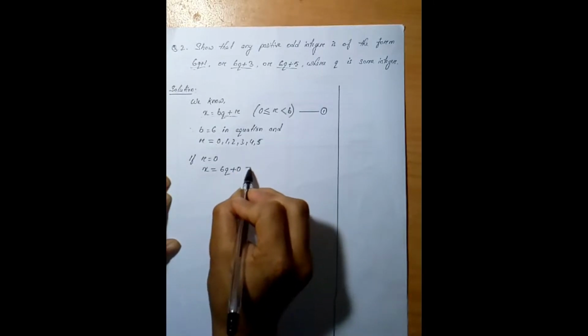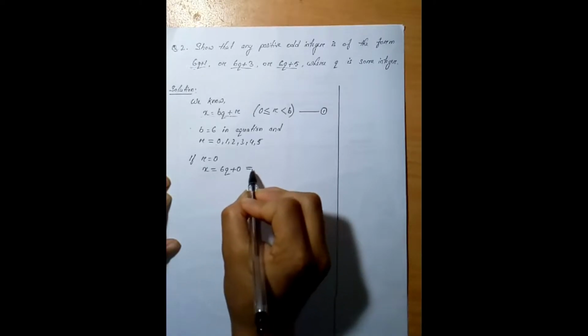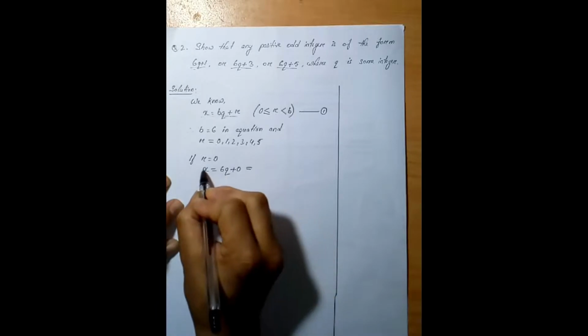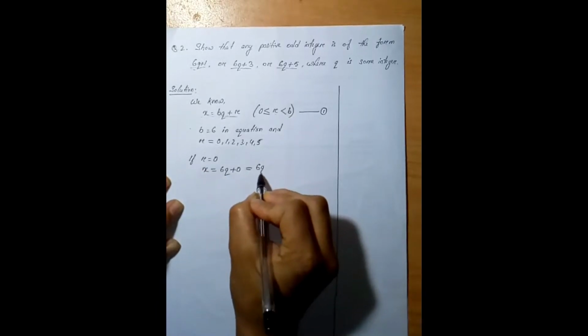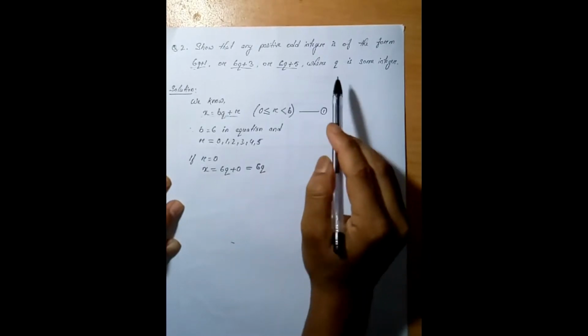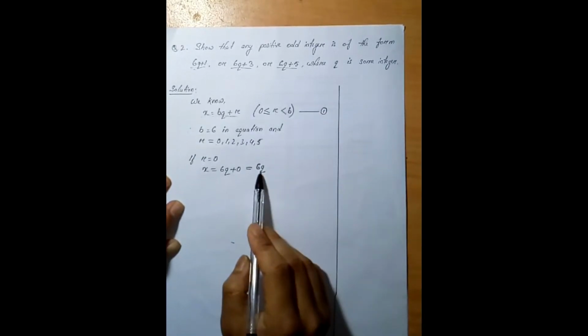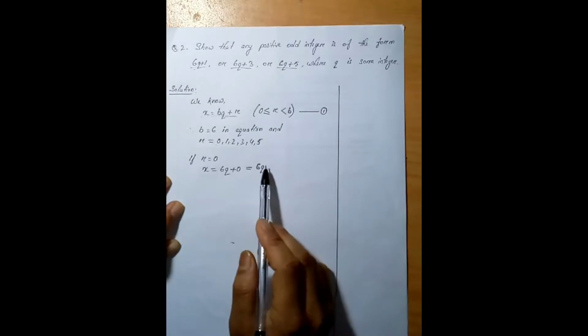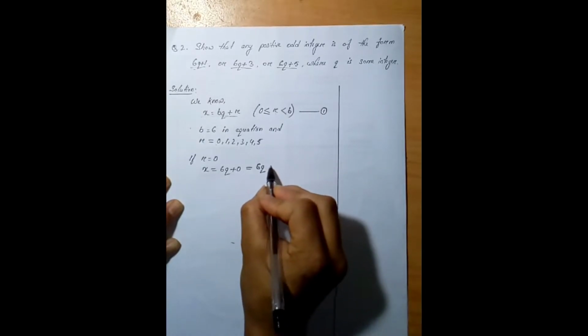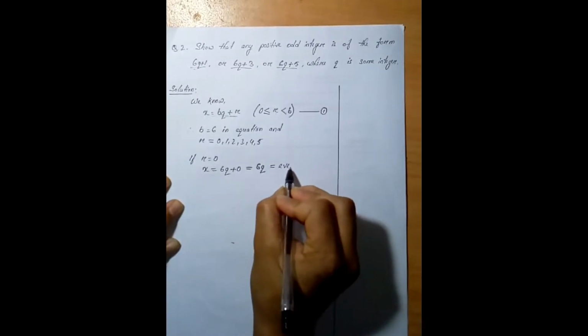What we will get is 6q, which is divisible by 2. If you put any value of q, 1, 2, 3, 4, it is some integer. 6 times 1 is 6, we will get an even integer. 6 times 2 is 12, we get even only. 6 times 3 is 18, even. So we will always get even.